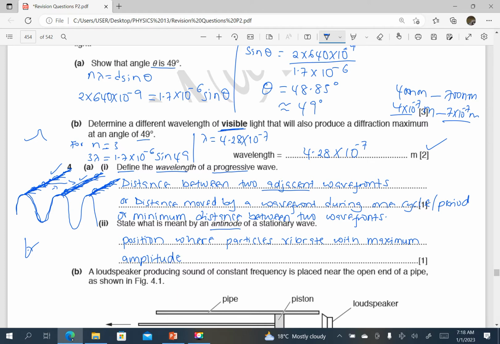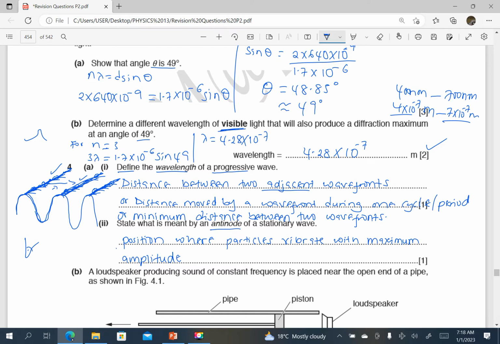Position where particles vibrate with the maximum amplitude. A point where particles vibrate with the maximum amplitude. That is the antinode. And of course, the node is a point where particles are permanently at rest. Zero amplitude. You can't say vibrate with zero amplitude, because if the amplitude is zero, then the particle is not vibrating. So for a node, particles are permanently at rest. For the antinode, particles vibrate with maximum amplitude.